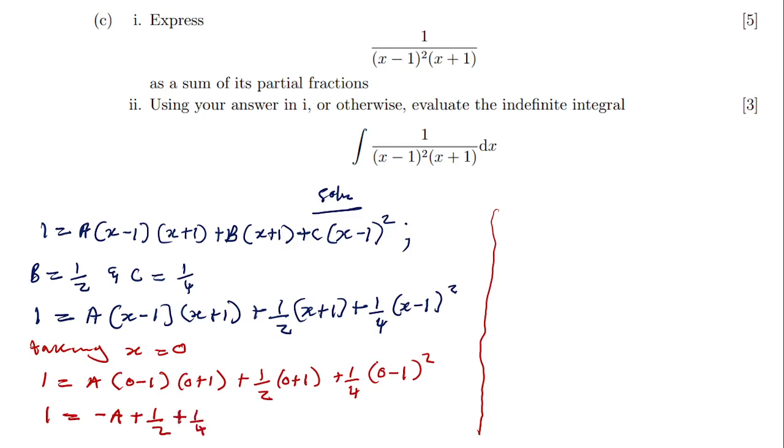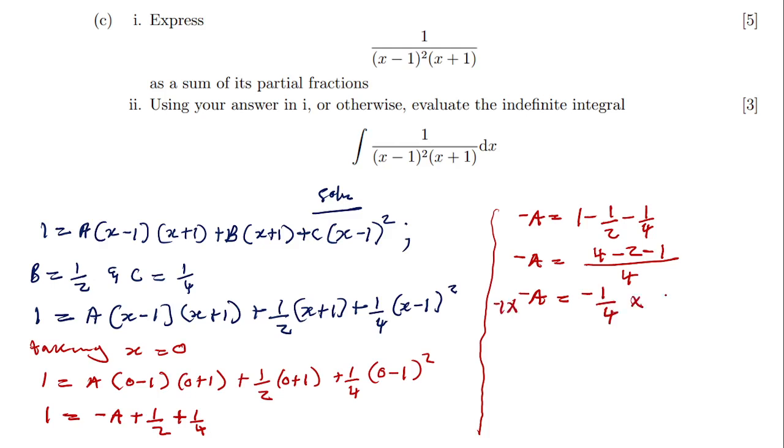So from there, I simply have negative a is equal to, these guys will go to the other side, so it's going to be 1 minus half minus 1 over 4. After I do that, negative a is simply equal to, common denominator 4, so this will be 4 minus 2 minus 1, and negative a will simply be equal to negative 1 over 4. So you multiply by negative 1, and this will simply give you a is equal to 1 over 4.